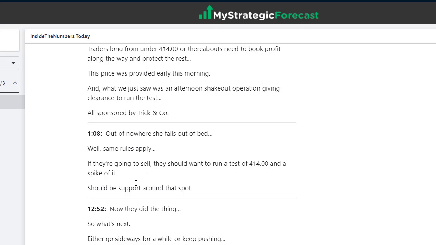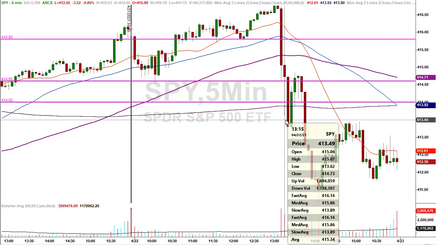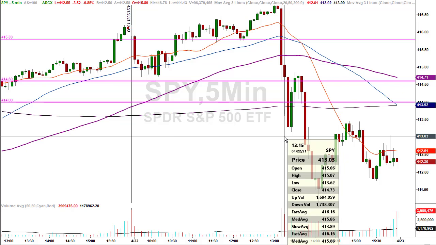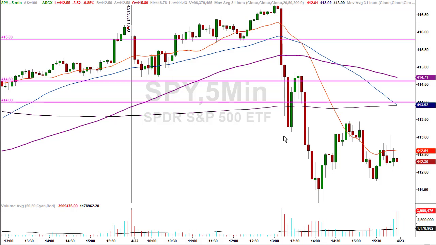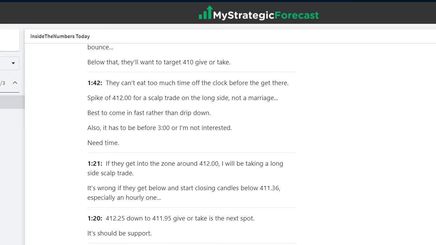Here we go, 108, out of nowhere, she falls out of bed. Well, same rules apply. If they're going to sell, they'll want to run a test of 414 and a spike of it. Should be support around that spot. So now, just to clear things up, we've adjusted the lines. 414 is your lower trend line. You can see here, this 5-minute candle made a low of 413.62 and spiked back up, closing the candle at 414.73. So you got the one spike above 414 immediately. We'll get to the rest later.